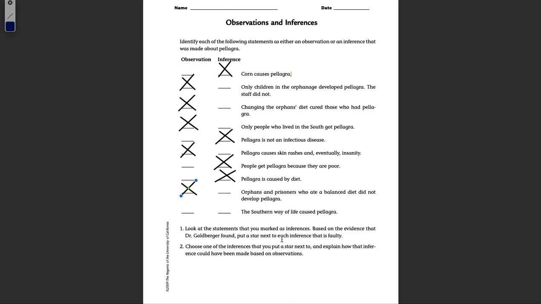They were in the South, the rural South. The diet was considered to be very Southern way of life and the way they lived. So, not a whole lot of wealthy people. So this is something based on evidence and reasoning that would be considered an inference.